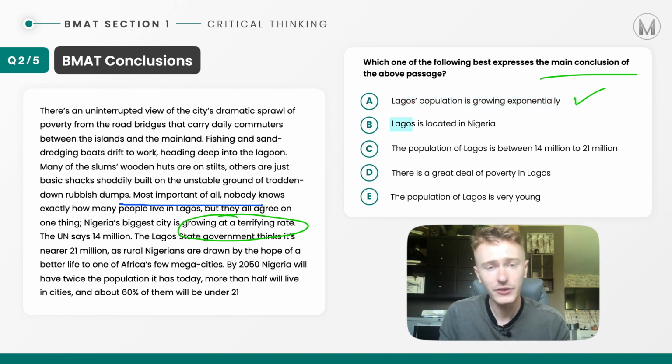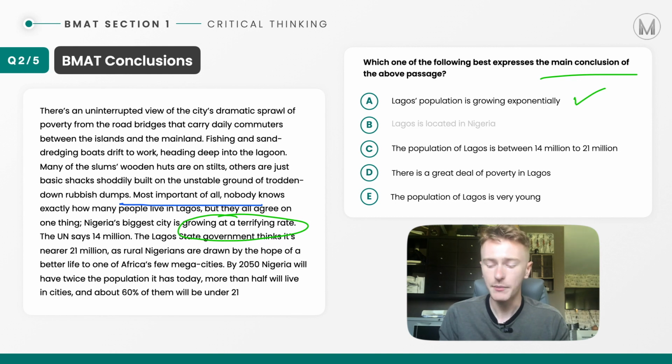Answer option B, Lagos is located in Nigeria. Now, clearly this seems to be the case. It's referred to as the biggest city in Nigeria, and that seems to be true. However, is it the conclusion? Does it summarize the whole passage? Arguably not. It's simply just a fact. And if we think about what the passage might look like if that was the conclusion, it would look completely different. We'd have information about where Lagos is in Nigeria, how its size has changed over time, where its borders are, etc. So answer option B seems to be a conclusion for another passage. In this passage, it's just a passing fact.